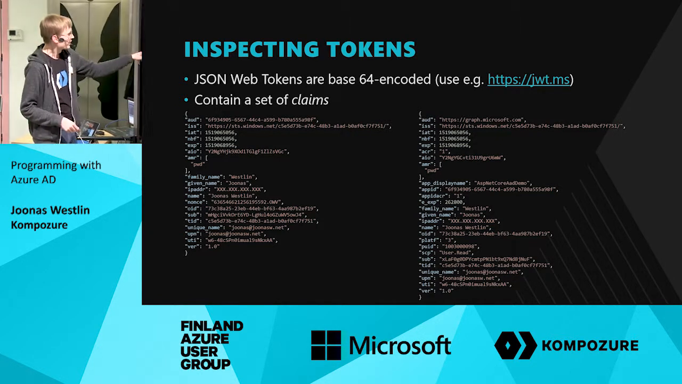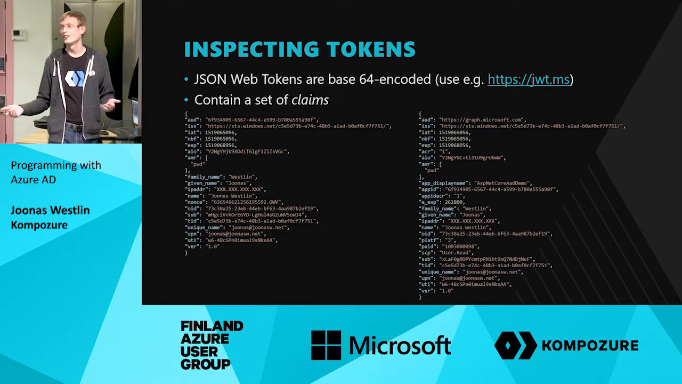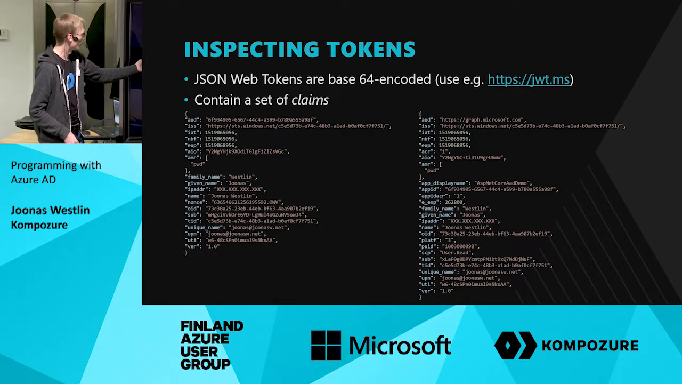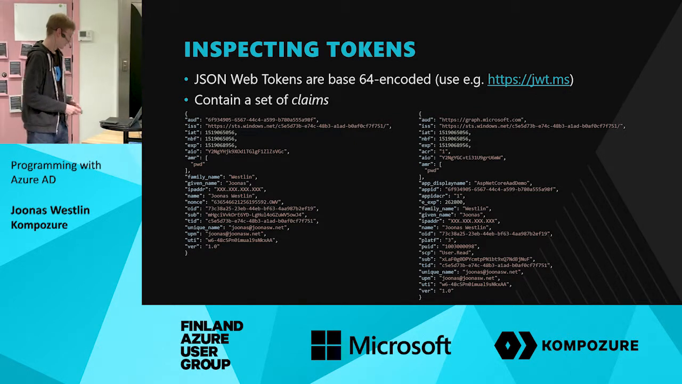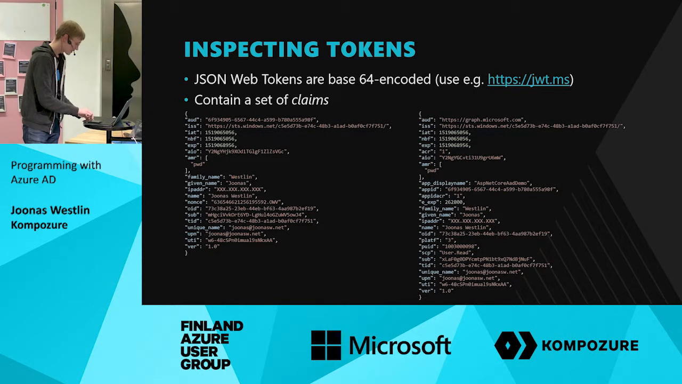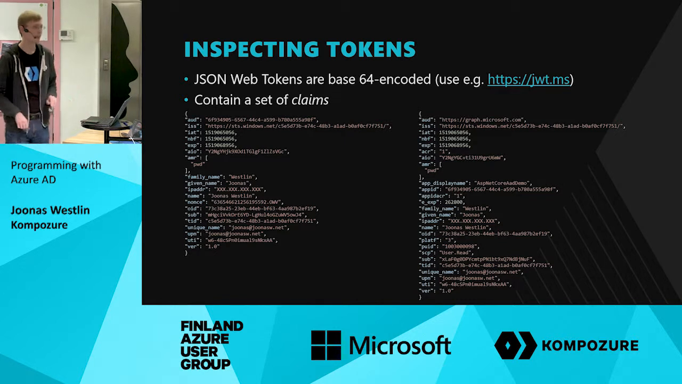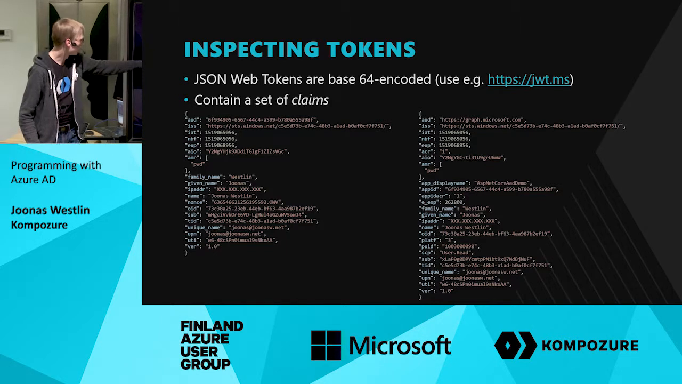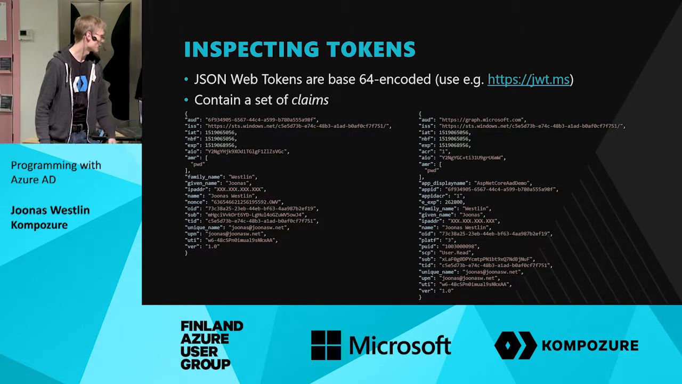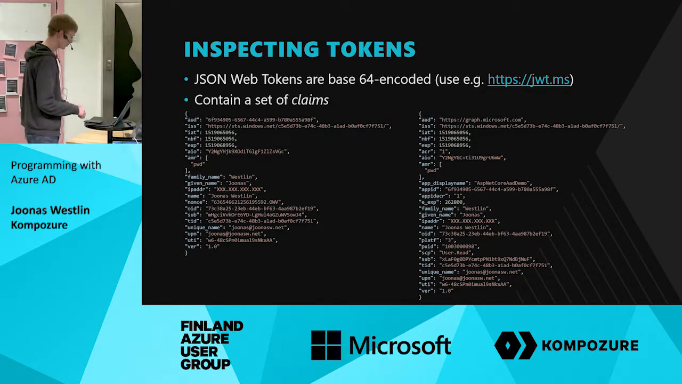So these tokens contain a set of claims. A claim is just a property, a kind of key-value pair, like here's audience and this GUID. That's a claim. On the left side we actually have an ID token, which contains some facts about the user. So you can see things like family name, given name, and also display name, and certain other identifiers for the user, like their user principal name, which is their login name.